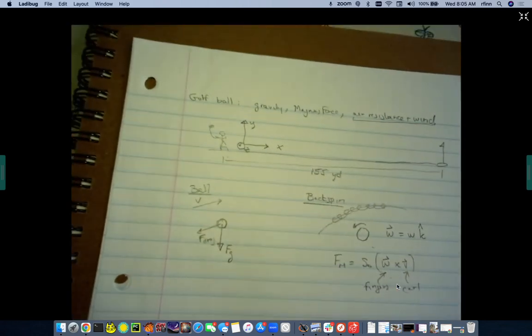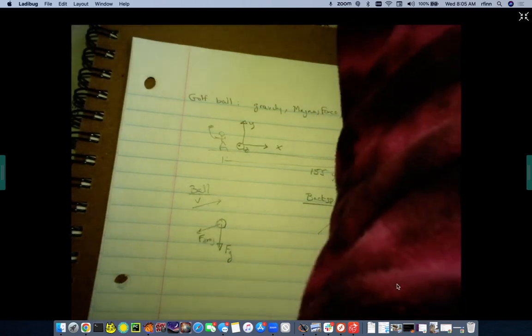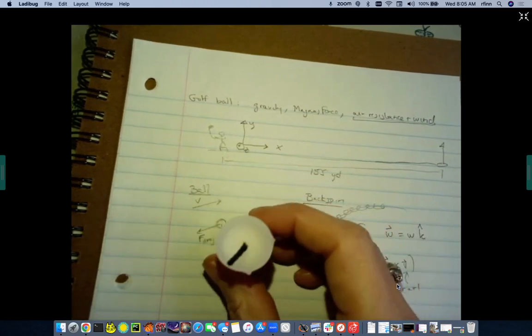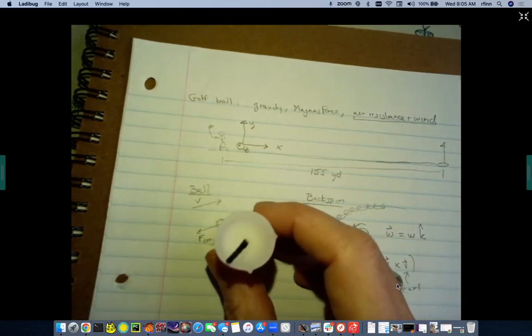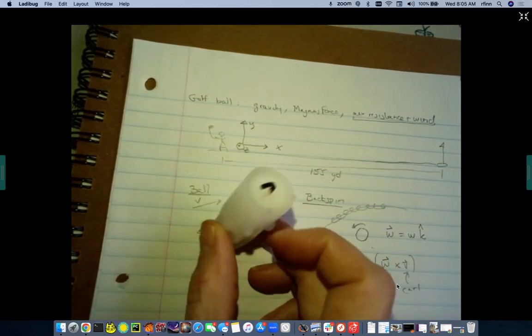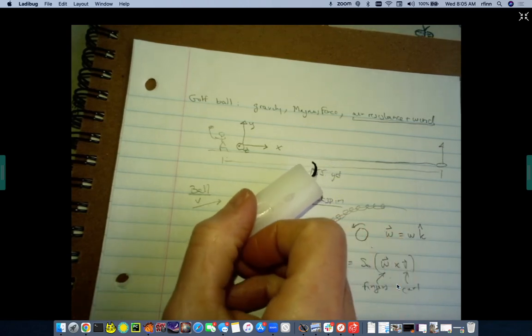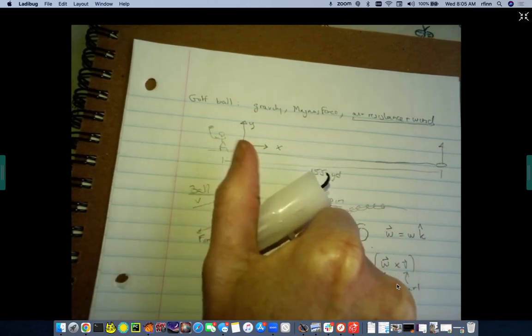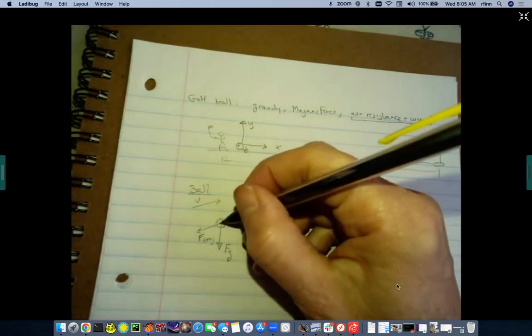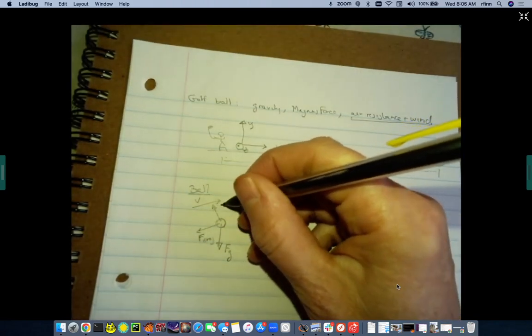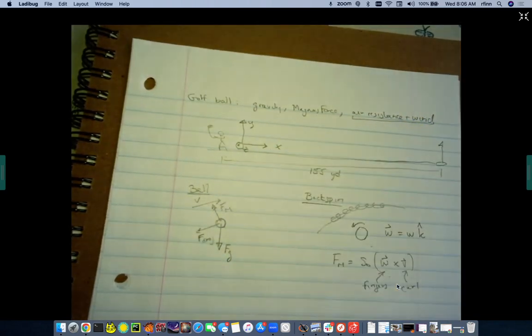So if we do, I don't know if I could do it under the, nothing's going to fit under there. I have a candle. How about that? So this is going to be the direction of omega, and then we're going to curl into the direction of V like that. And so our thumb will be in this direction. So the lift in this particular direction for the Magnus force is in that direction.